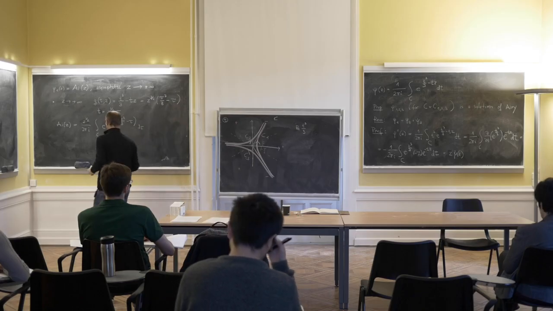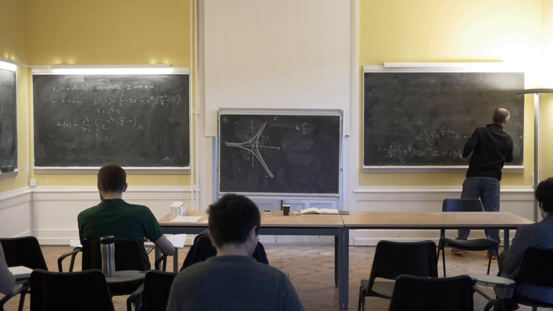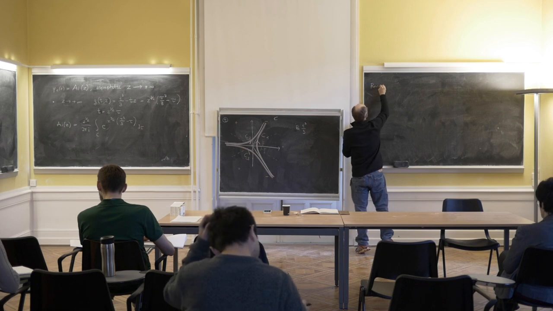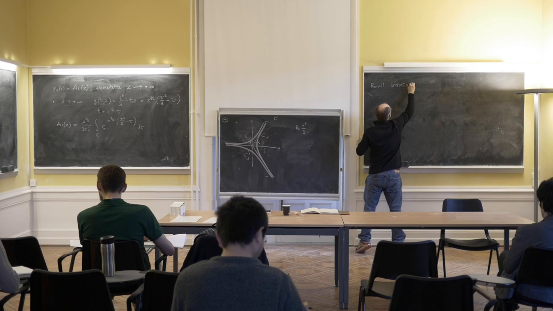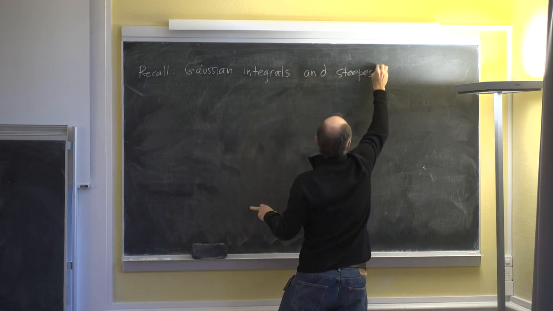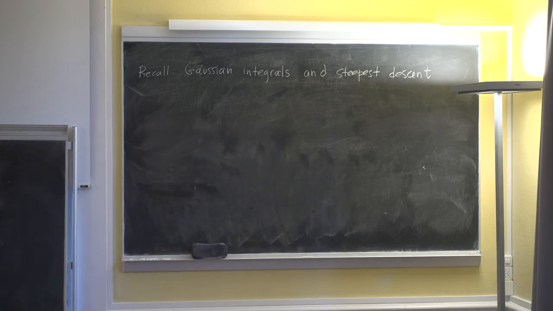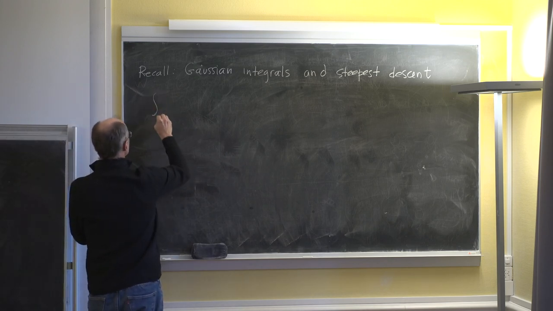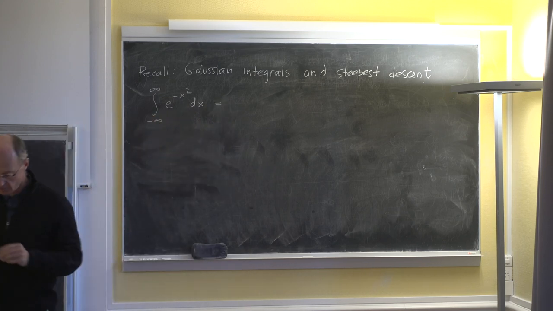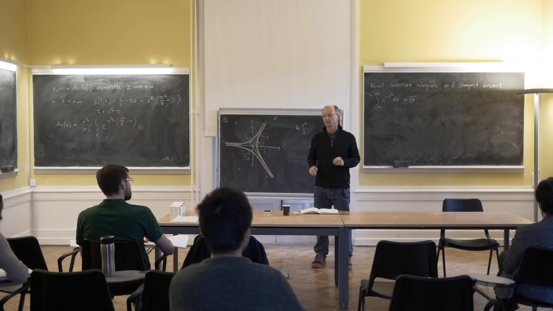Now I would like to make a small digression. I guess you probably know it, or maybe if some of you don't know it, let me recall how it works. Let me recall some classical topic, Gaussian integrals and the steepest descent method. So first of all, we all know, well, do we? So we all know that this integral is a square root of pi, right?